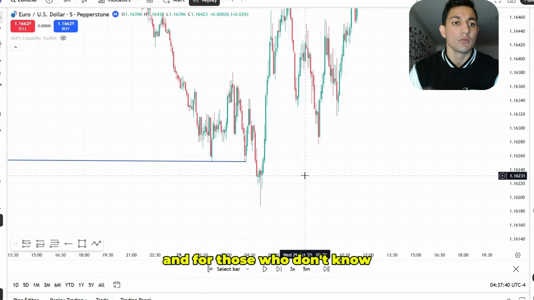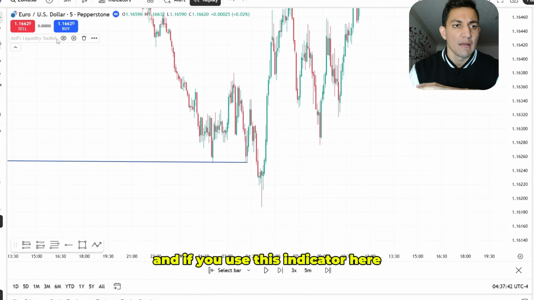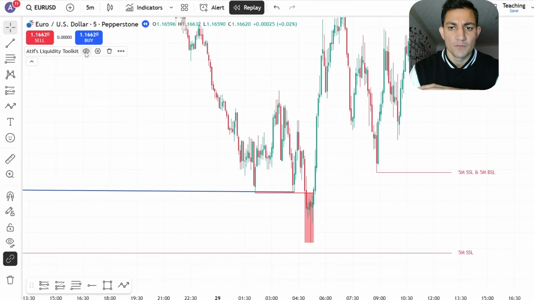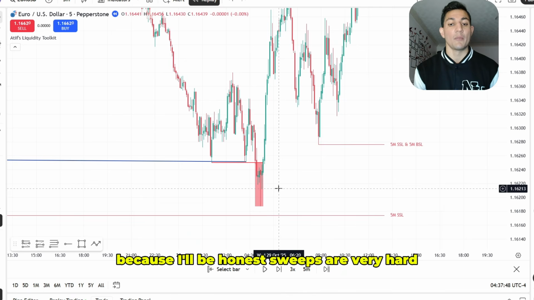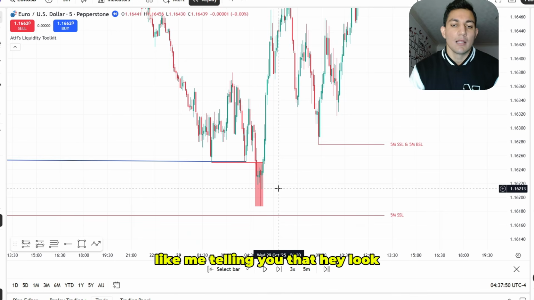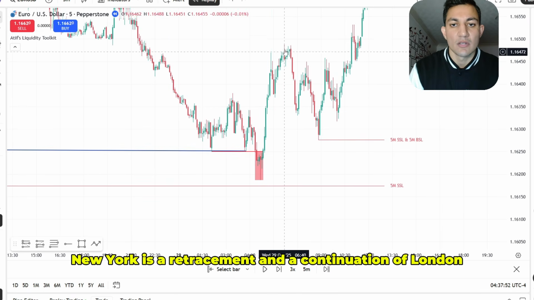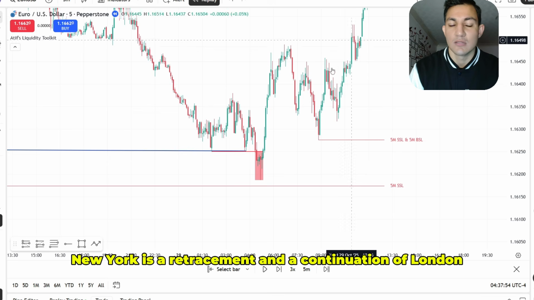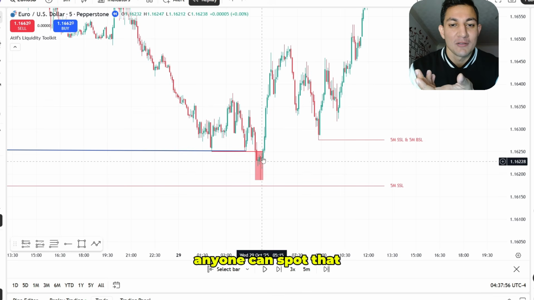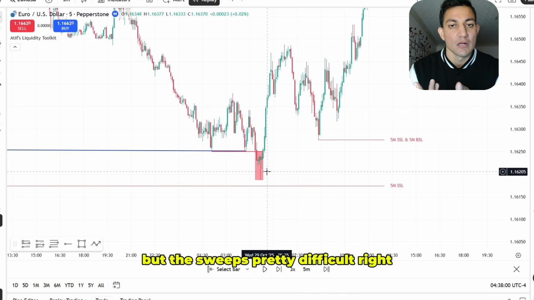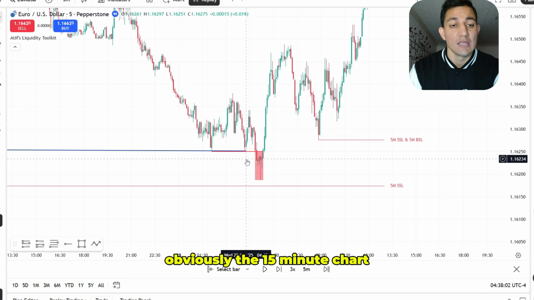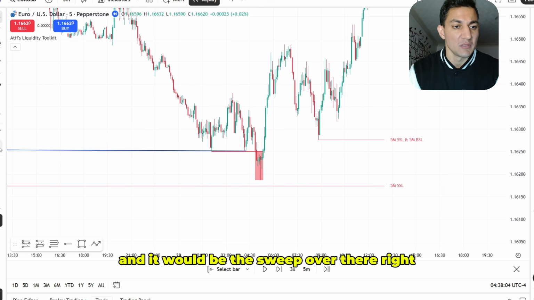And for those who don't know, or who haven't tried it, if you use this indicator here, it will literally plot the sweep for you, which is why I love this indicator, because I'll be honest, sweeps are very hard. Like me telling you that, hey, look, New York is a retracement and a continuation of London, that's pretty easy, right? Anyone can spot that. This is London's move, retracement, entry, but the sweep's pretty difficult, right? I mean, you can see a 5-minute sweep here. Obviously, the 15-minute chart, it would be the sweep over there, right?